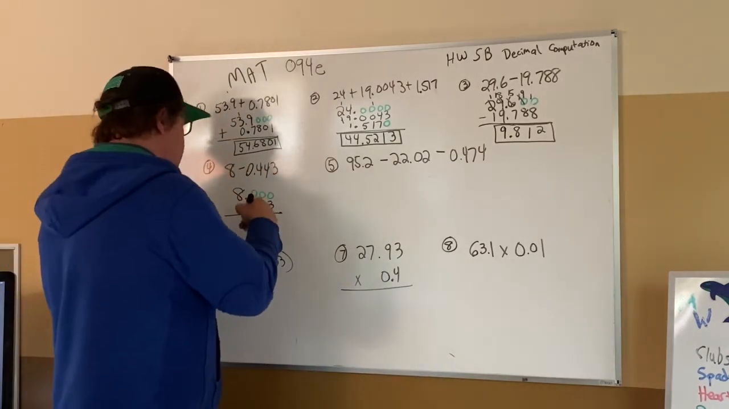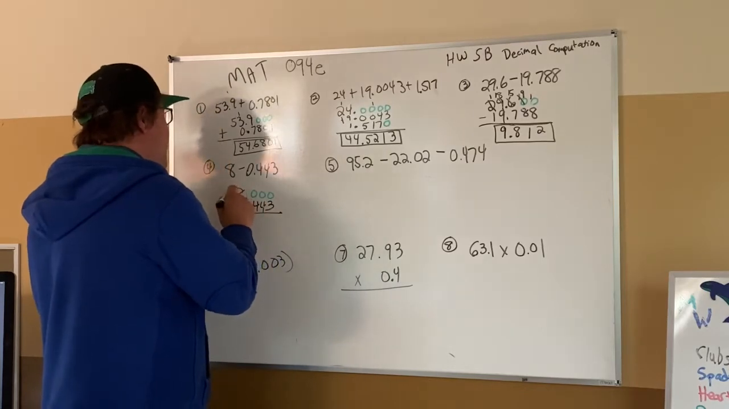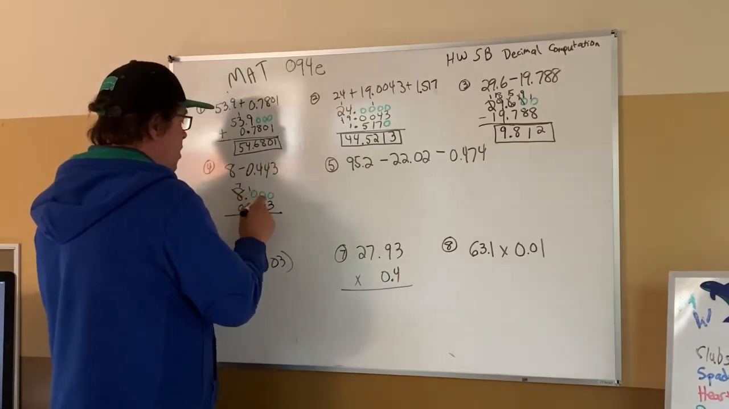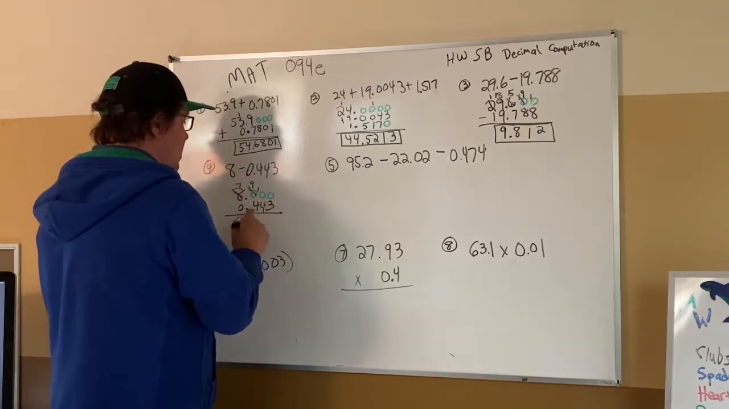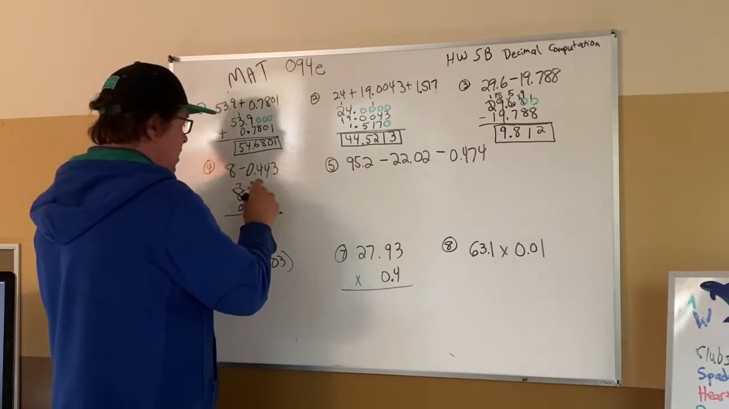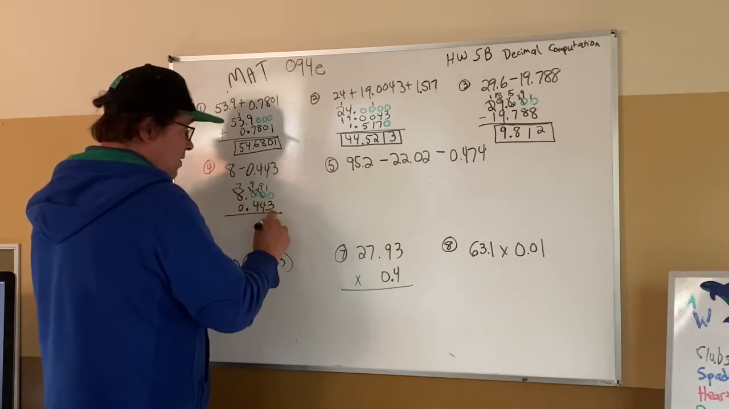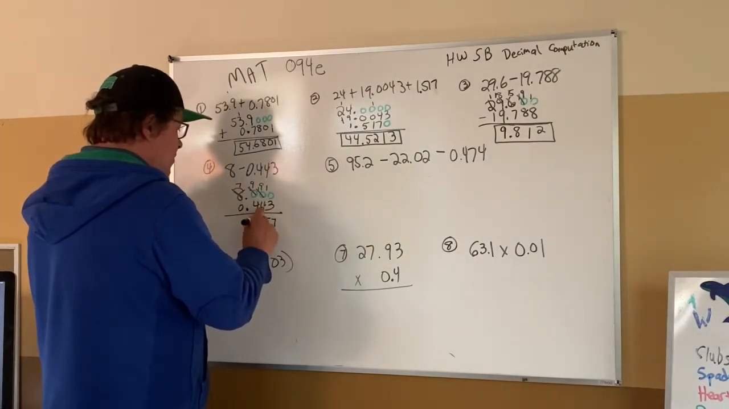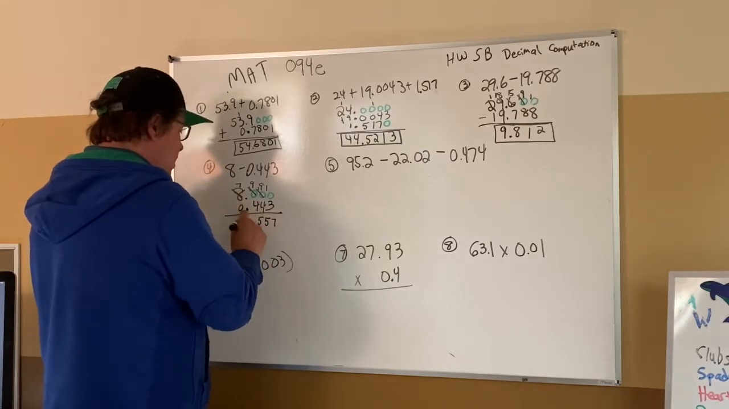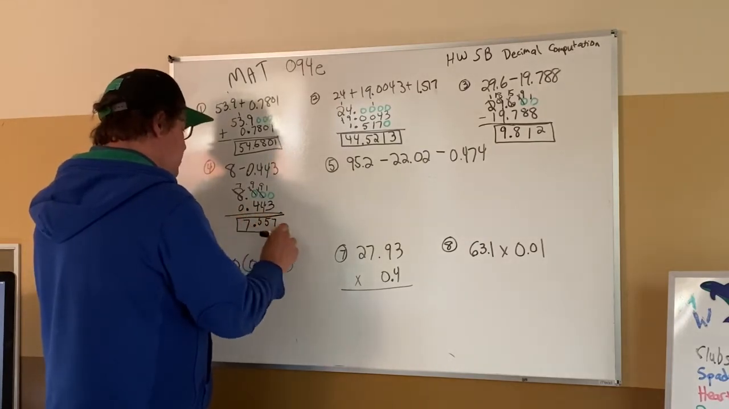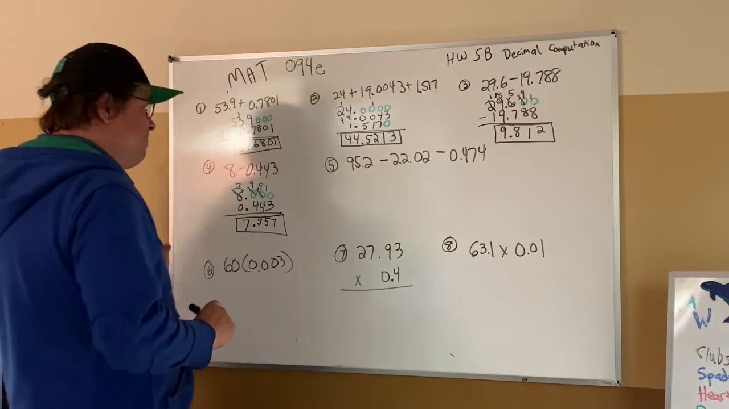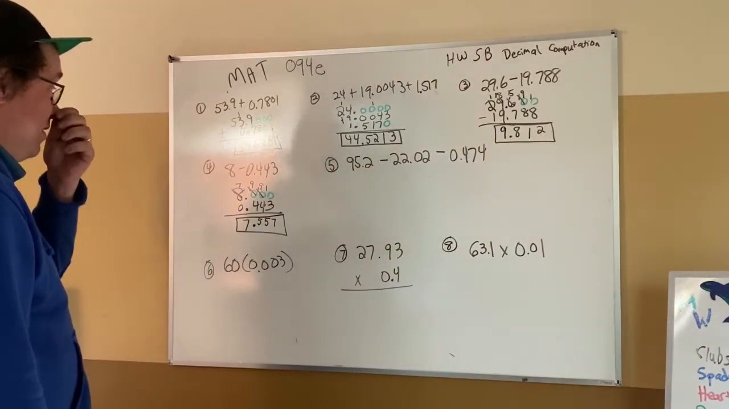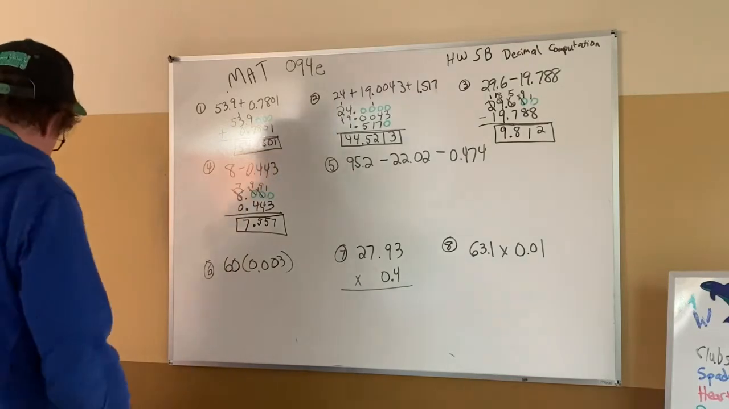0 minus 3, we can't take from 0. We turn this 80 into 70 and 10. We turn this 100 into 90 and 10. We turn this 100 into 90 and 10. Now 10 minus 3 is 7, 9 minus 4 is 5, 9 minus 4 is 5. Here's my decimal, 7 minus 0. 75.57. There you go.